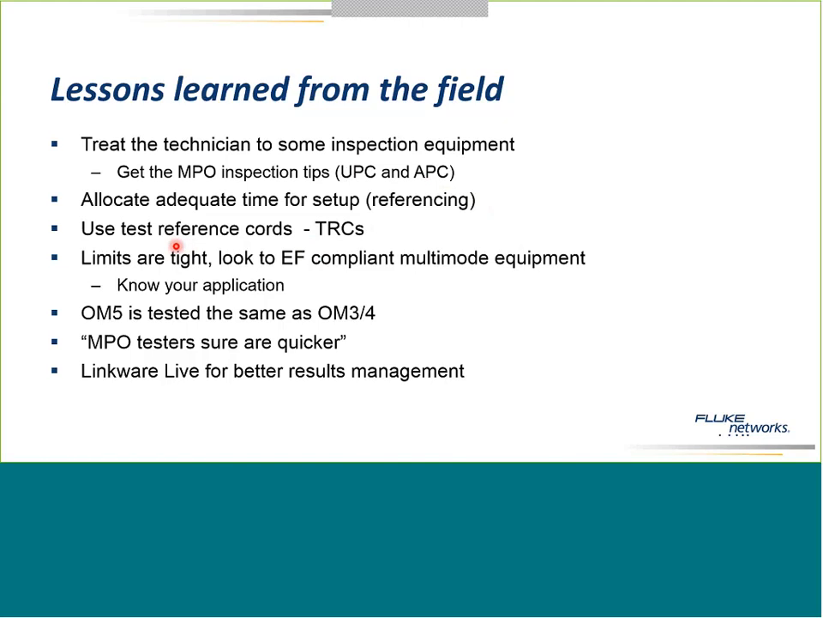Now, speaking of the tight limits, know what your application is. We talked about the 10 gig limits being 2.5 dB. If you're running 40 gig, the limits are even tighter. 1.9 dB is your loss limit, and your distances get greatly reduced.